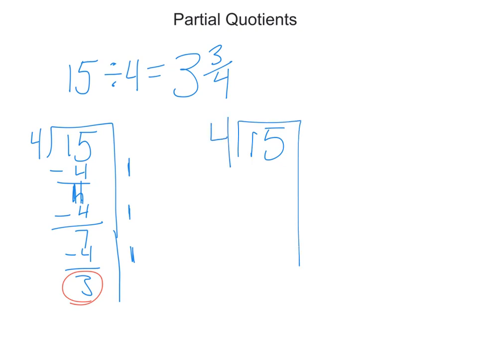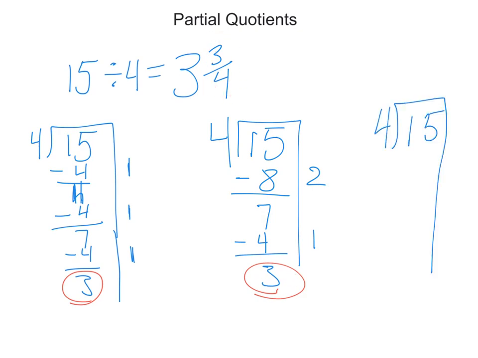Instead of just subtracting one 4 at a time, I can do multiple 4s at a time. I could have subtracted 8, which represents 2 4s, which leaves me with 7, and then I have 1 4 left to subtract. I have a remainder of 3 again, and I'm adding up the amount of 4s I took out to get 3, and then my remainder is the 3/4.